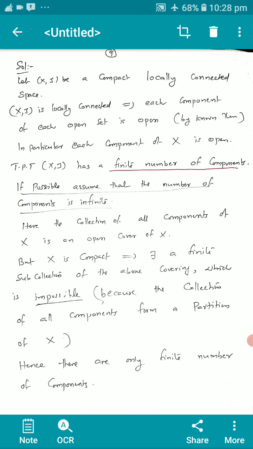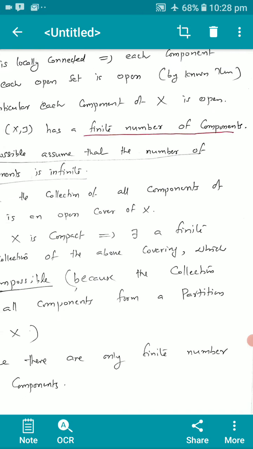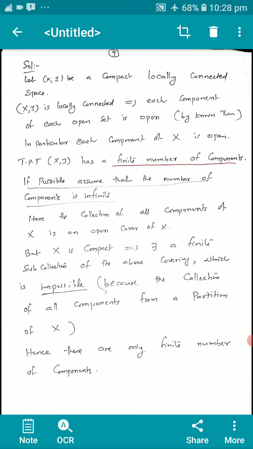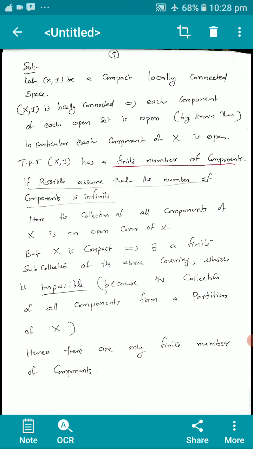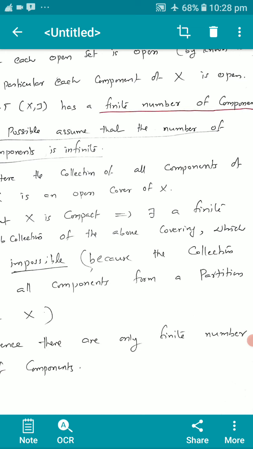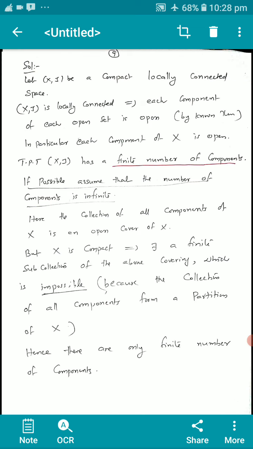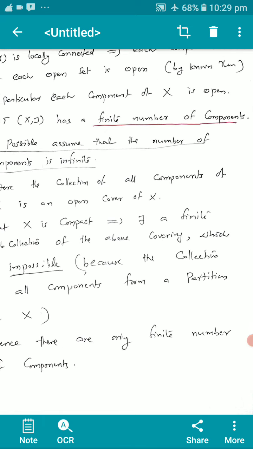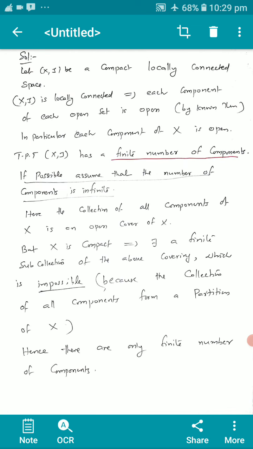To prove that X has a finite number of components, if possible, we assume that the number of components is infinite. Here, the collection of all components of X is an open cover of X. But X is compact, which implies X has a finite subcollection of the above covering, which is impossible. Why? Because the collection of all components forms a partition of X. Hence, there are only a finite number of components. That is the solution of the problem.